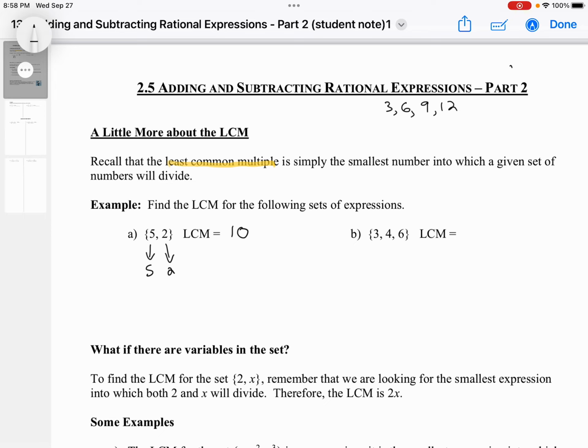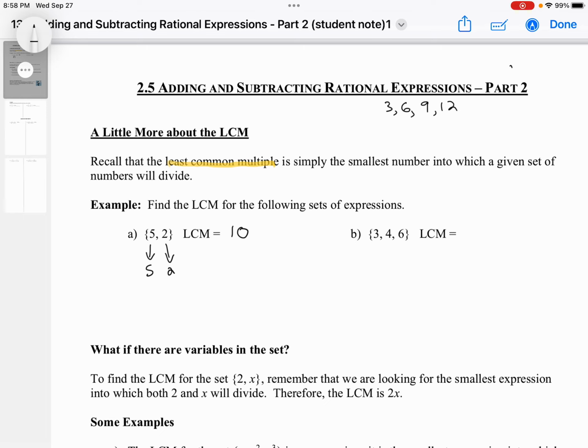4 doesn't divide into 9, but 4 does divide into 12. So I stop there and go, oh, maybe I've made it. 3, 6, 9, 12. Maybe 12 can work here. Then I check my other one. 6 divides into 12 as well. And in the previous video, I think you saw me make a mistake for a second because I didn't check all 3.